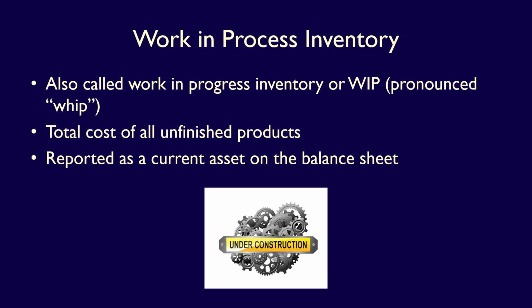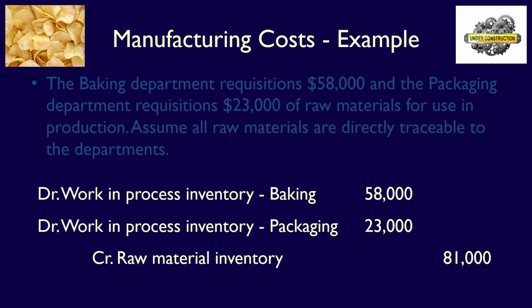Remember that work-in-process inventory is sometimes called work-in-progress inventory, or WIP for short. It is the total cost of all unfinished products, products which are currently moving through the manufacturing process. It's accounted for as a current asset account on the balance sheet. This is where the company accumulates all of the manufacturing costs for products which are currently being manufactured.